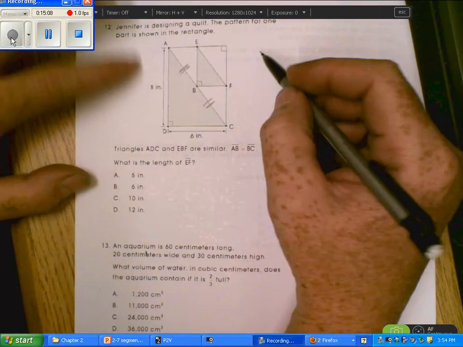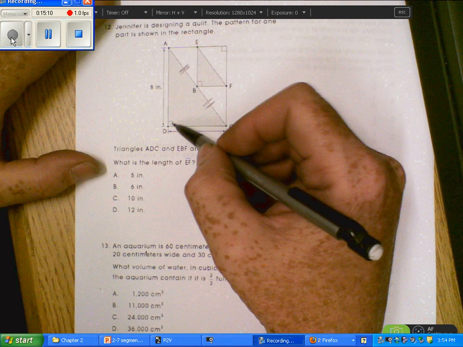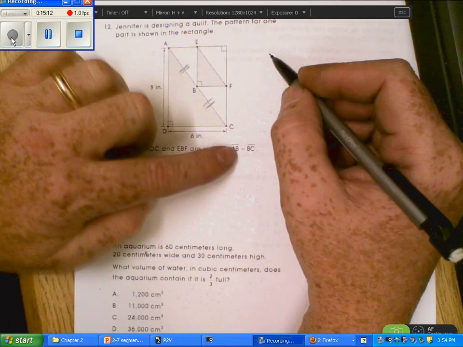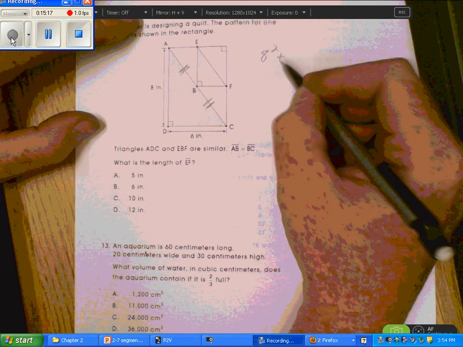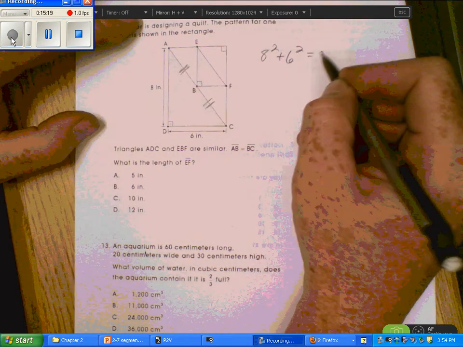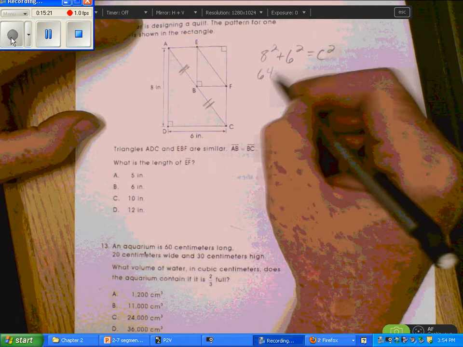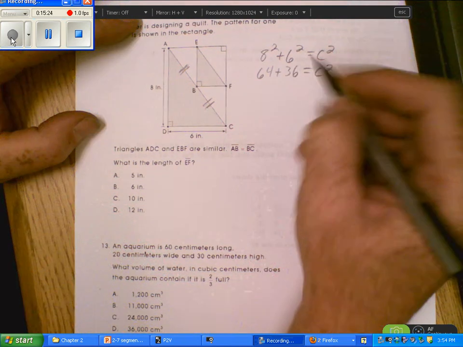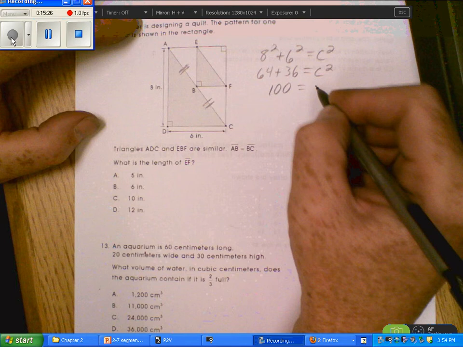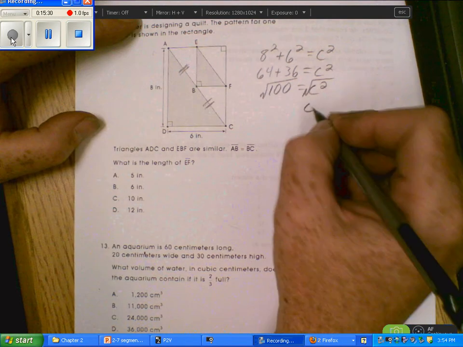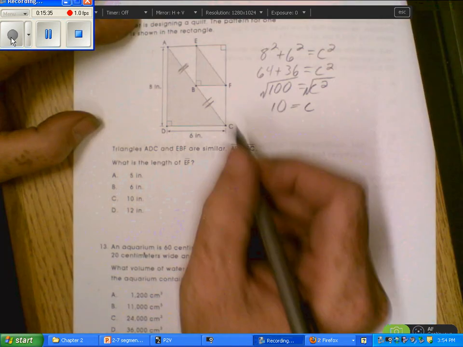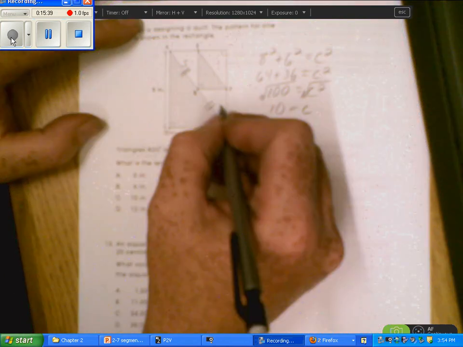We look at the big triangle here. We know it's a right triangle, and we can use Pythagorean's theorem to find the length of AC. We're going to do 8 squared plus 6 squared equals C squared. That's 64 plus 36 equals C squared. That's 100 equals C squared. Take the square root of both sides. You end up with C equals 10. That means this whole side over here is 10. Well, that whole thing is 10, and each part is 5.